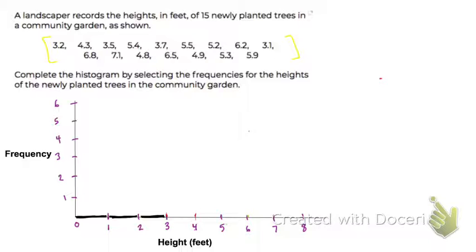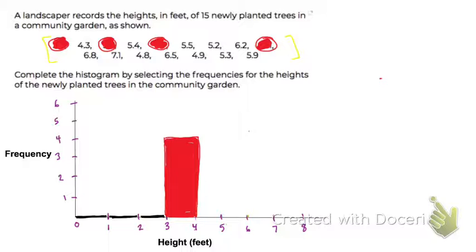Between 3 and 4? Well, there's this one, this one, this one, and this one. So we are going to draw a bar there between 3 and 4 that is 4 tall. All right, let's keep moving. How about between 4 and 5? There's this one, that's 4.3 feet, and this one, and this one. So there's 3 between 4 and 5.